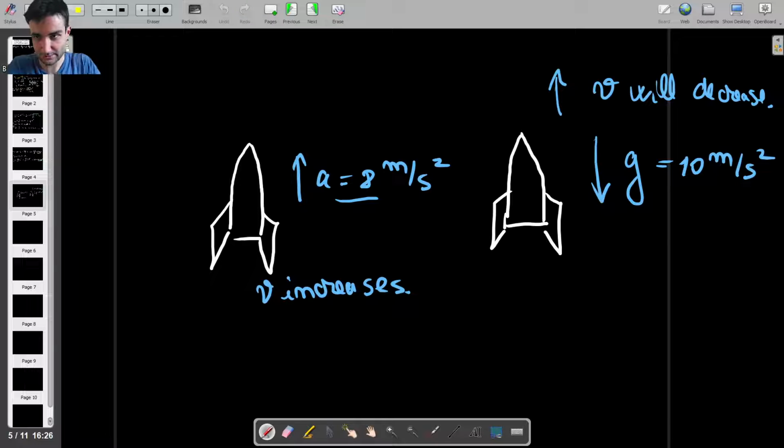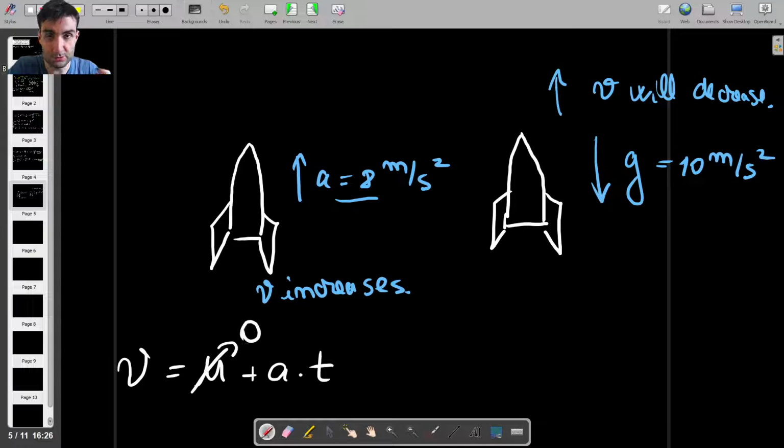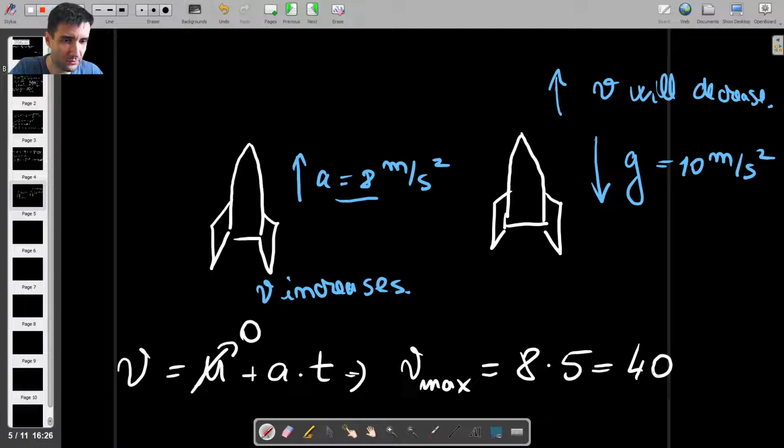To do that, we're going to use the SUVAT equation for velocity, which is v equals u plus at. And we know u is 0 because the rocket starts from rest on the ground, which means that Vmax is going to be equal to 8, that's the acceleration, times 5 seconds, which is how long it takes to run out of fuel, and that's going to be 40 meters per second. So that's the maximum velocity of the rocket, and from that point on, the velocity will start to decrease because the rocket will be subjected to a negative acceleration.